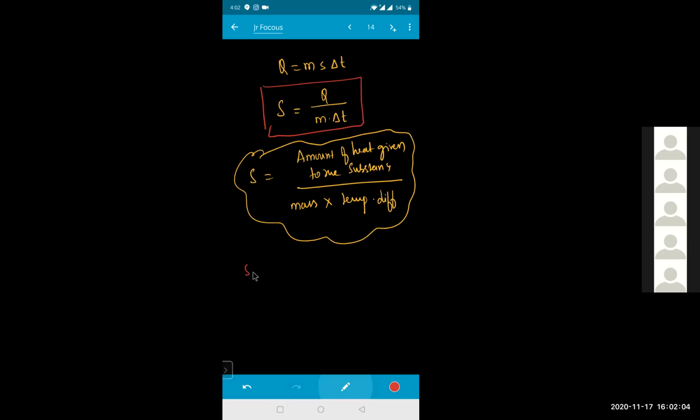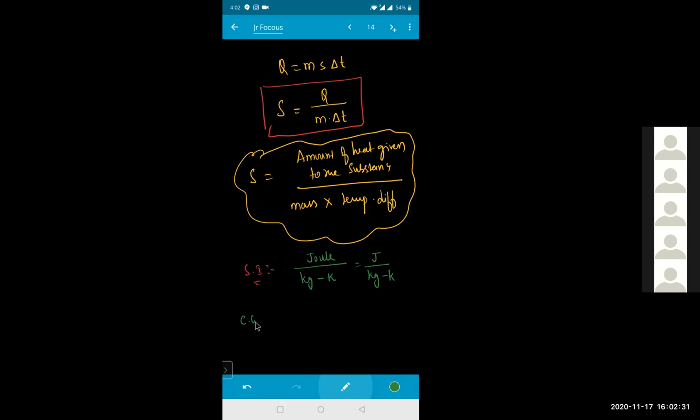Can anyone tell the unit? The SI unit of this one is? Q is measured in joules. Energy, right, beta? That is measured in joules. And mass is measured in kg, and temperature is measured in Kelvin. So the unit is joule per kg Kelvin, the unit of specific heat. Clear?